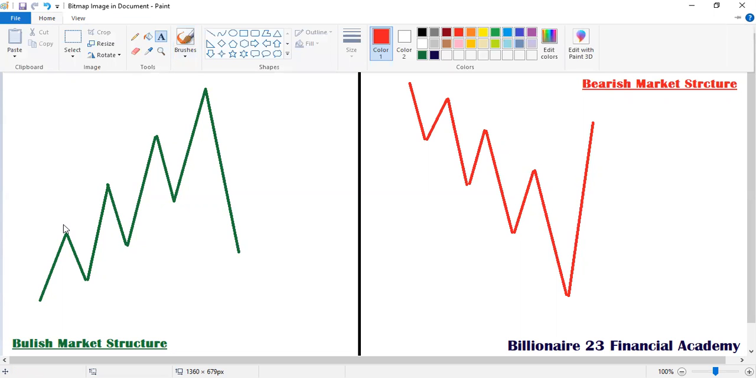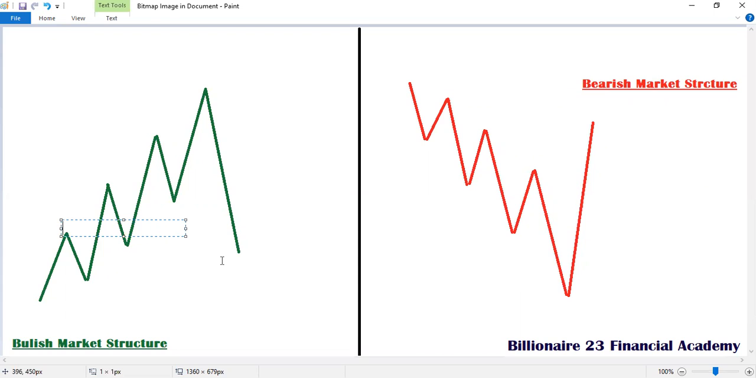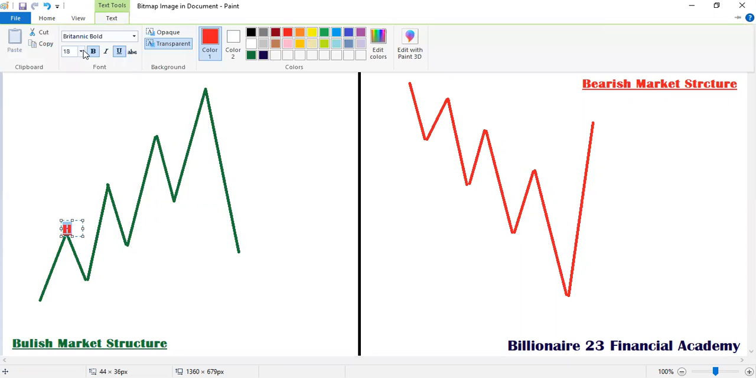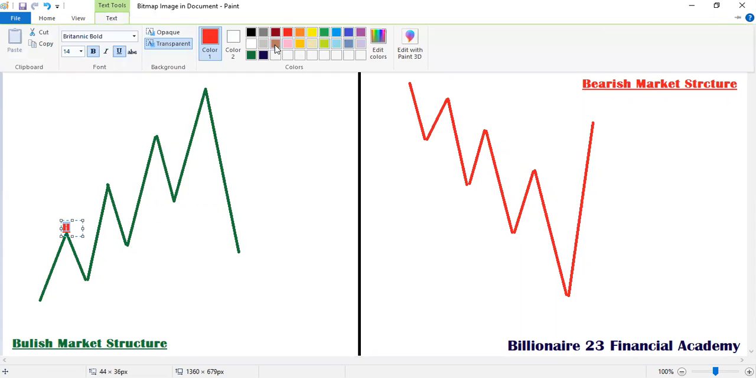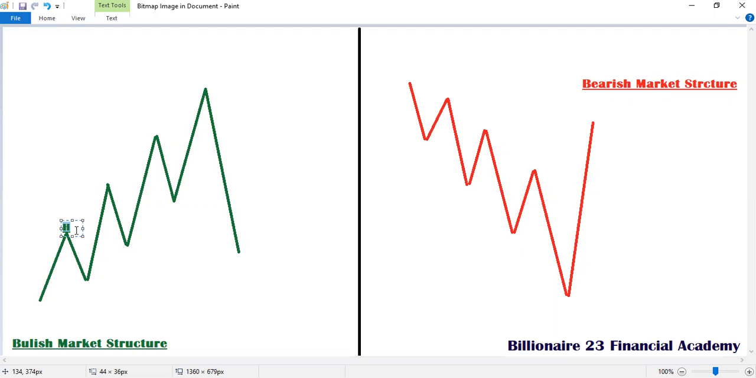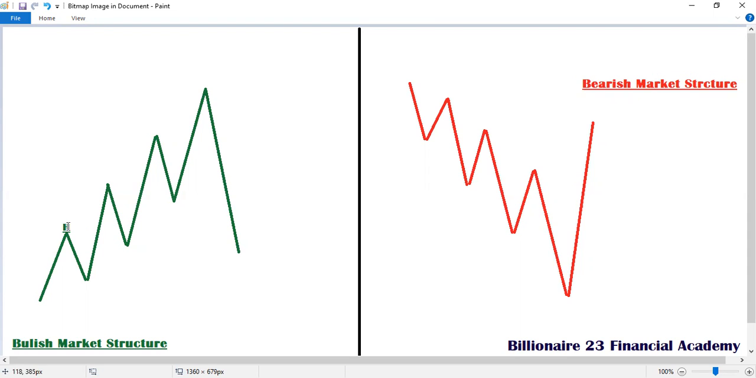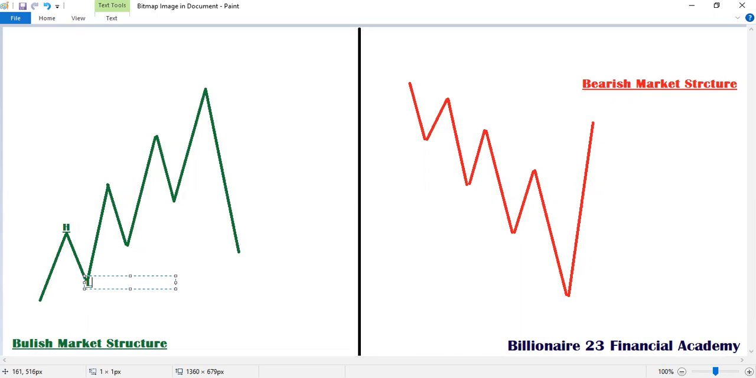This right here is a high. Let me make the font a bit smaller. I think 14 should be fine. Color, let's make it green. All right. Price formed a high. Price then dropped down to form a low. Price then formed a low, right?